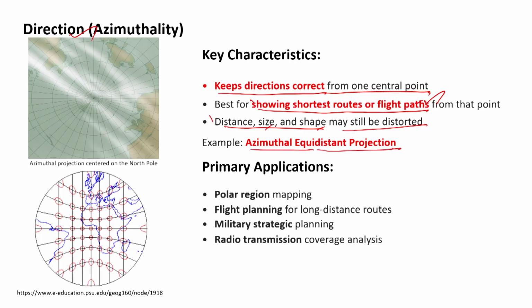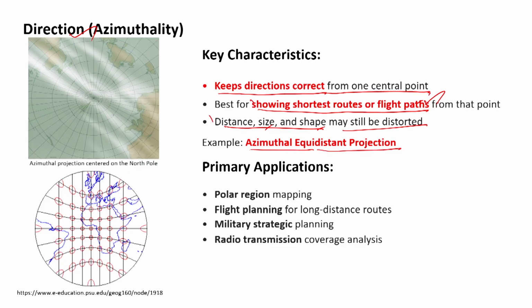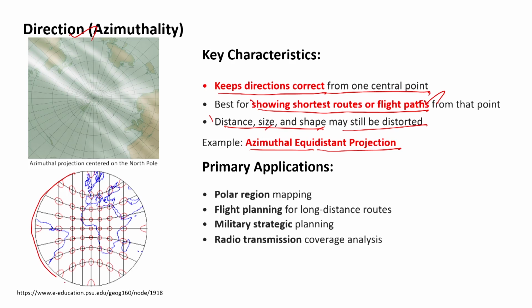Example, azimuthal equidistant projections. Again, let me repeat: if you are working with direction-based projects, such as the shortest or optimum path or flight path, you have to choose these projections to get a better result. Understand this diagram: from the center point, if you move towards the outer boundary, it starts distorting, and slowly the direction detail may also get distorted.